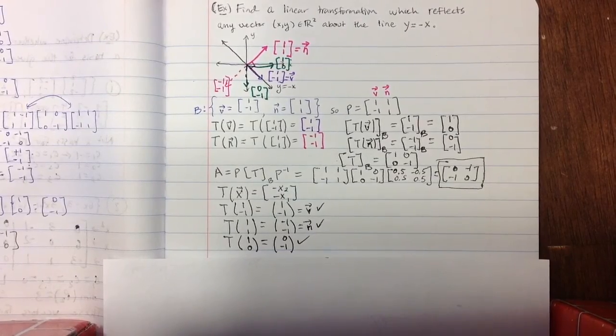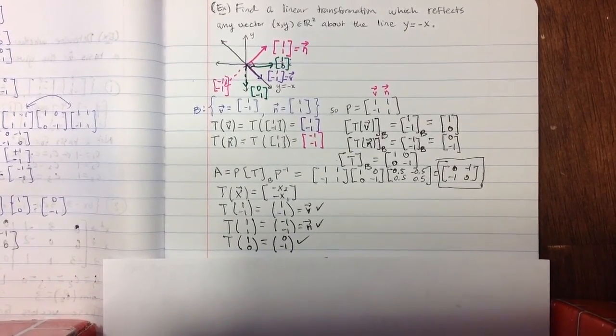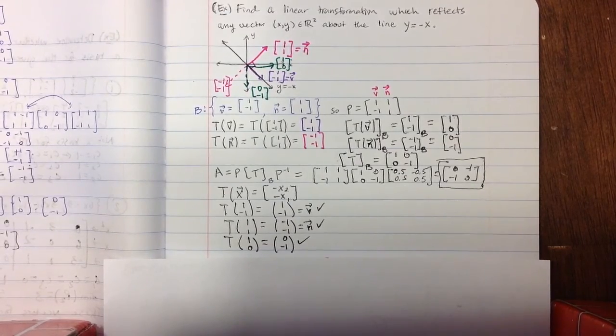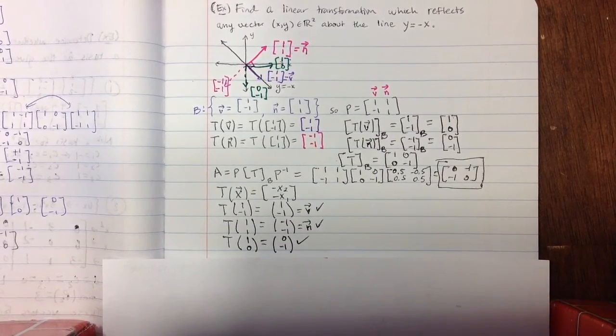Well, I hope this has helped with finding a linear transformation which reflects a vector. You can also use it for rotations and all sorts of other things. You just have to find a basis that you know. And to be thorough, you should try this in R3 as well, and we'll do that later.